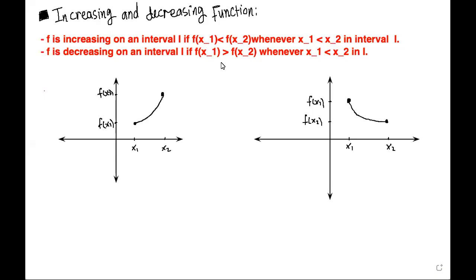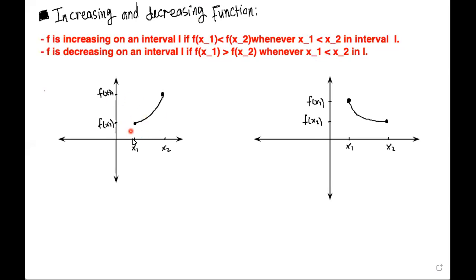So last time I stopped at increasing and decreasing functions, and I gave the definition: f is increasing on an interval I if f of x1 is less than f of x2 whenever x1 is less than x2 in the interval. Same thing for decreasing. The function is decreasing on an interval if f of x1 is greater than f of x2 whenever x1 is less than x2 in the interval. Let me explain what that means.